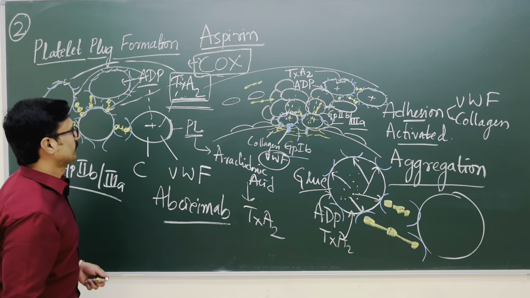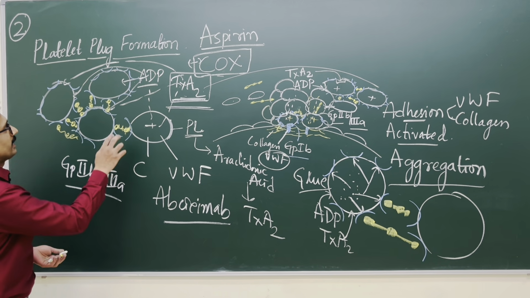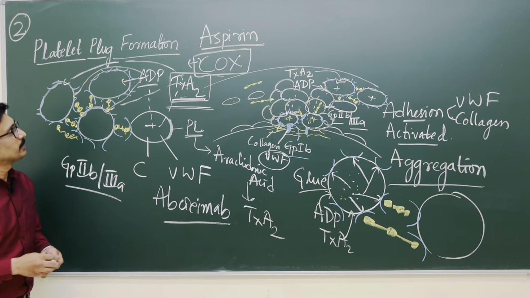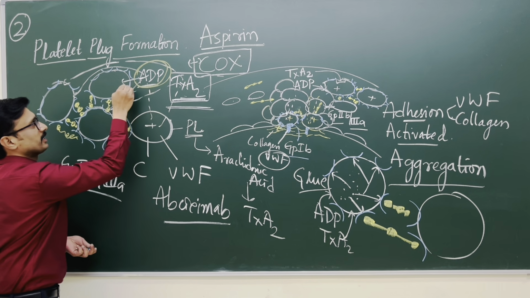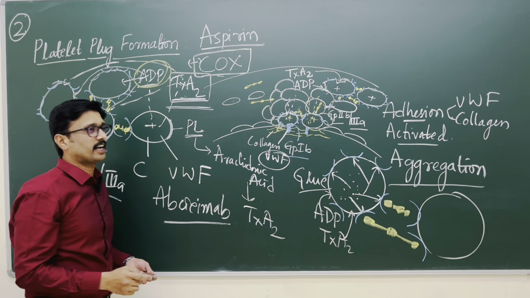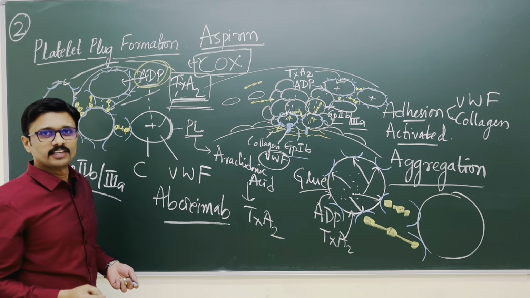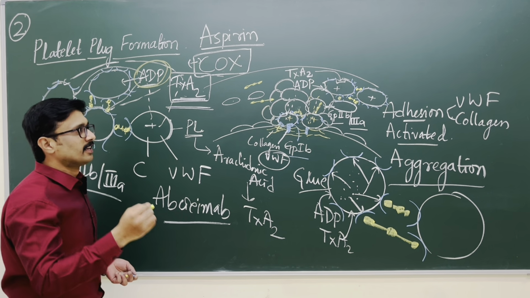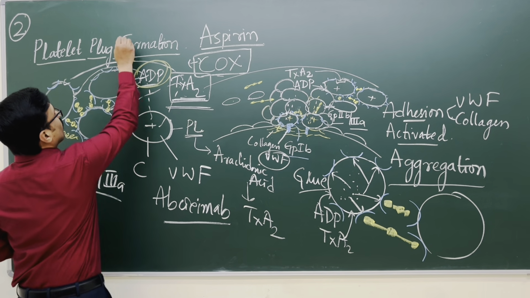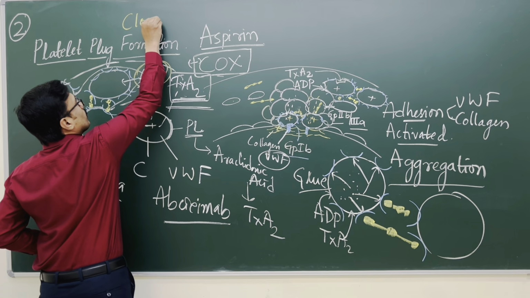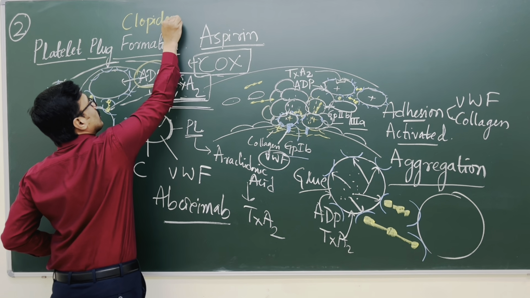Also this ADP, what is the role of ADP here? ADP is also binding to the ADP receptors. In the previous lecture I explained that those are purinergic receptors, and there are some drugs which will block these ADP receptors. They are drugs called clopidogrel.